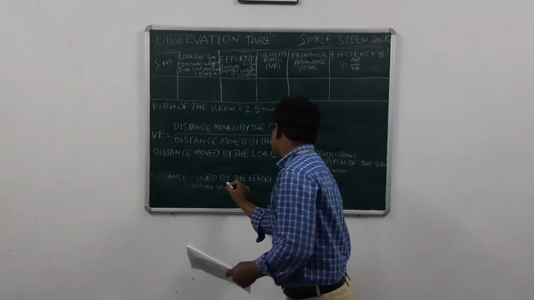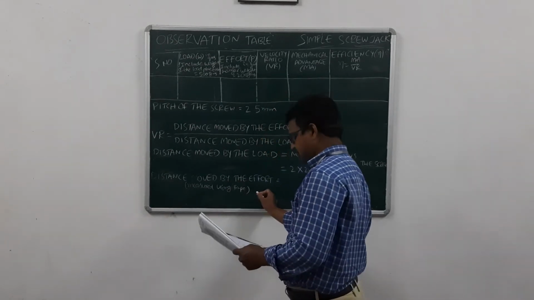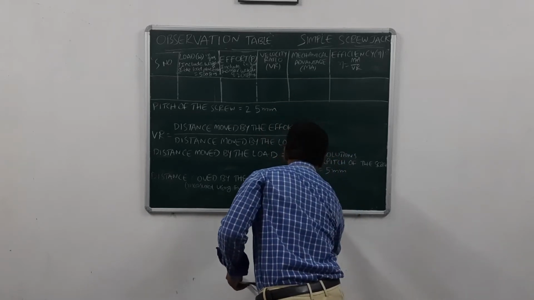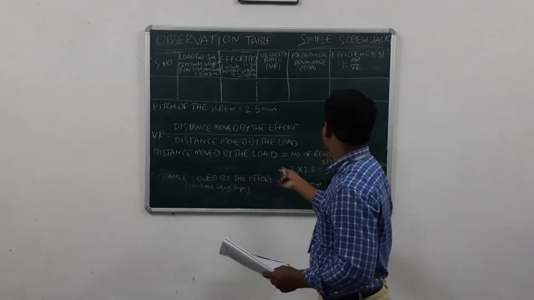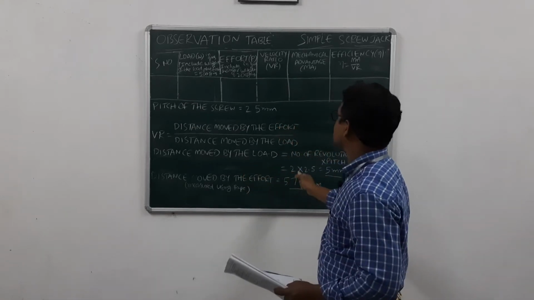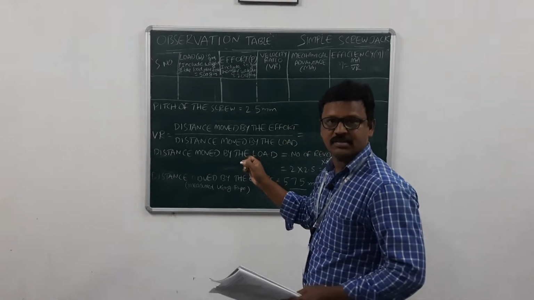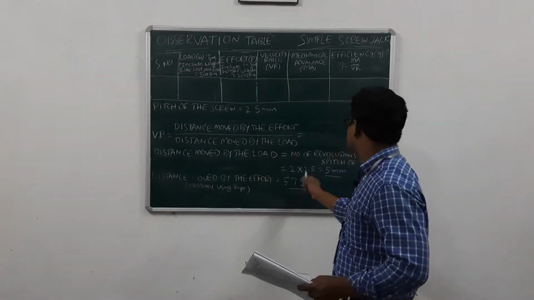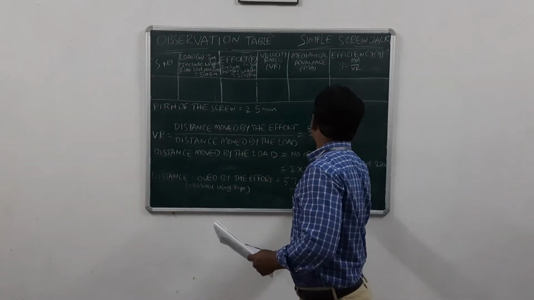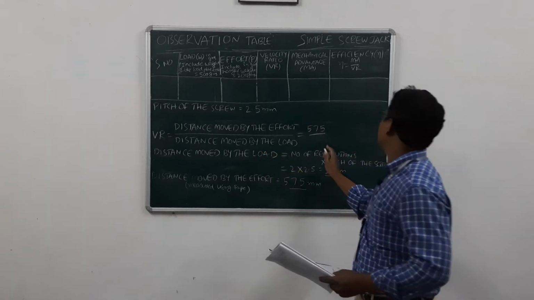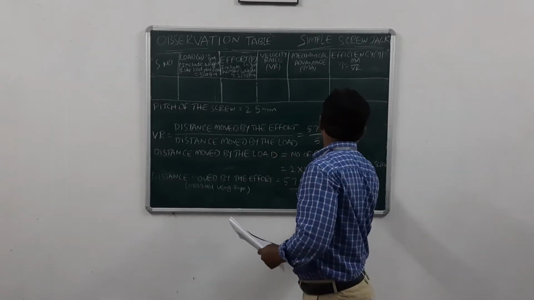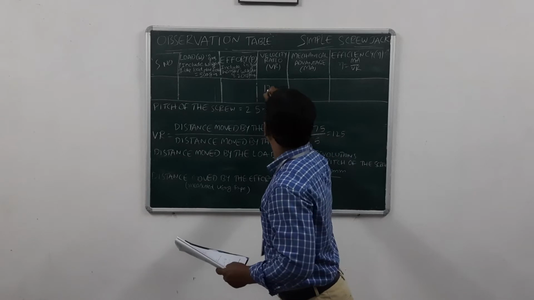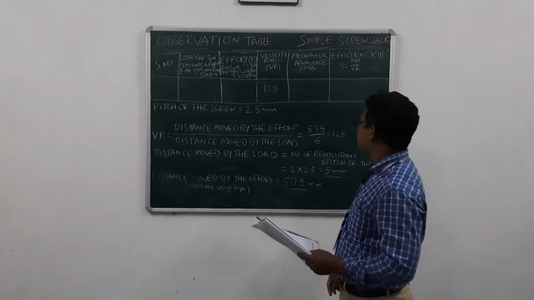Now I note down the distance moved by the effort, which we just measured using the tape, that is 575 mm for 2 revolutions of the screw jack. We know the distance moved by the load for 2 revolutions is 5 mm. The formula for velocity ratio is distance moved by the effort by distance moved by the load. Here the distance moved by the effort is 575 mm, by the distance moved by the load, 5 mm. So I have got 115 as the velocity ratio. The velocity ratio is the same for all readings in the screw jack experiment.